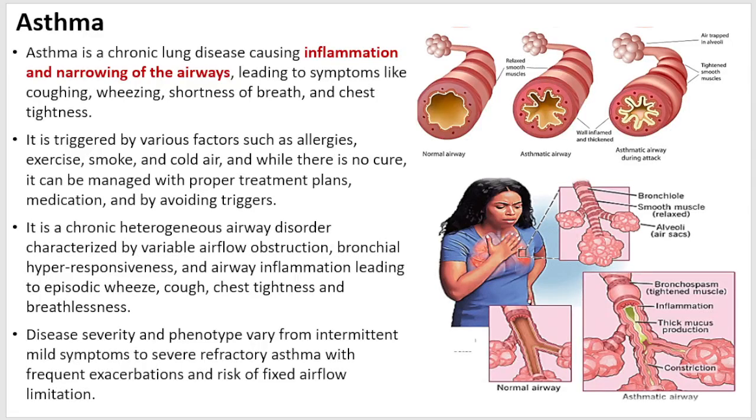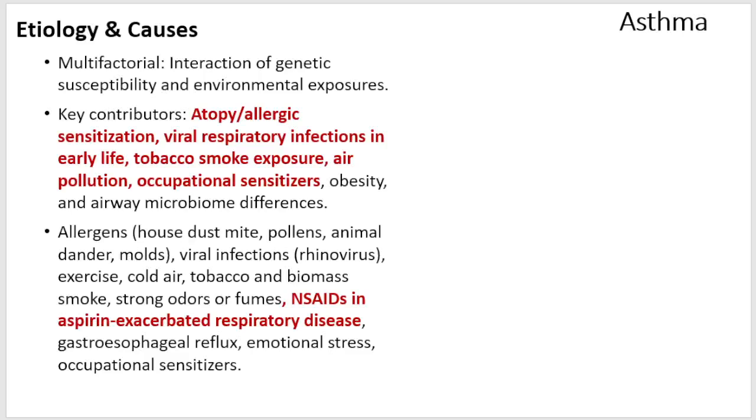On slides, we can see the normal airways show relaxed muscles and free airflow, while in asthma, walls are thickened, muscles tighten, and mucus builds up. During attacks, these changes trap air in alveoli, worsening distress. Asthma is heterogeneous. Some patients have mild, intermittent symptoms, while others suffer severe treatment-resistant disease with risk of permanent airflow limitation. Now let's visit etiology and causes.